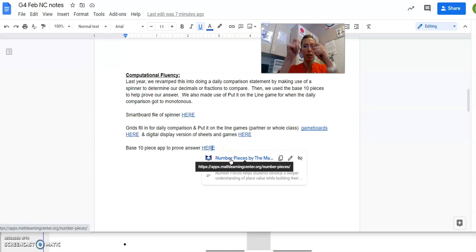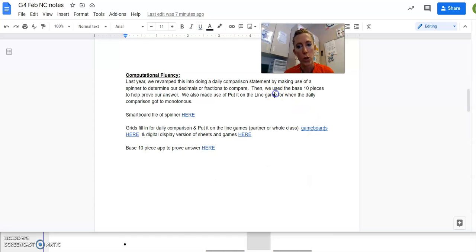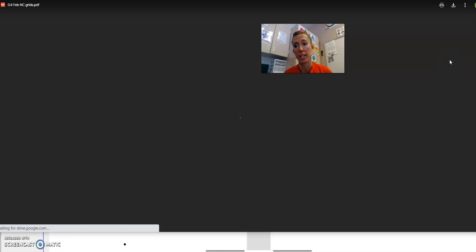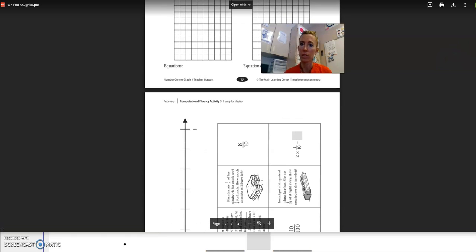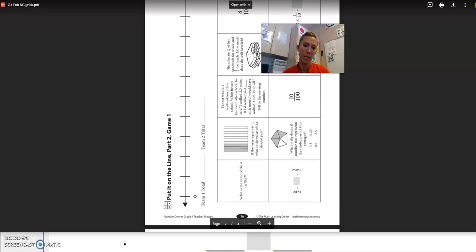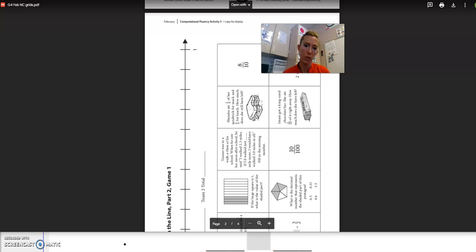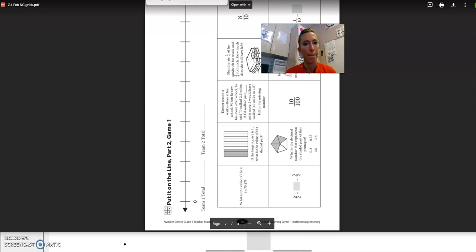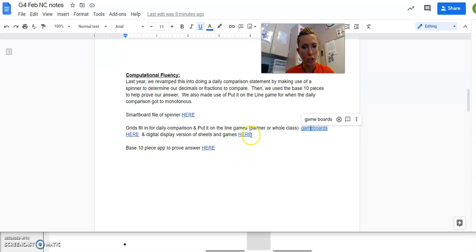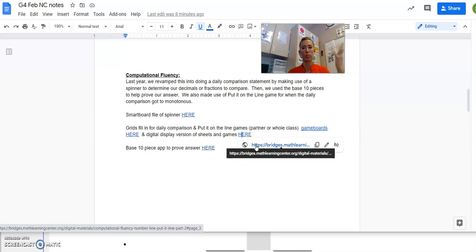So we could also make use of the number pieces app to prove our answer. So instead of using the actual base 10 yellow pieces, we can just have them using the app and writing their statement each day on their Chromebook. If you get sick of doing those comparisons each day, you could put it on the line game that deals with fractions and decimals. We could also use this during class time too to work on that. But you've probably played Put It on the Line before, so you know how it works. I did put the digital display version of the game right there if you want to load it onto your smart board to be able to play with the kids.